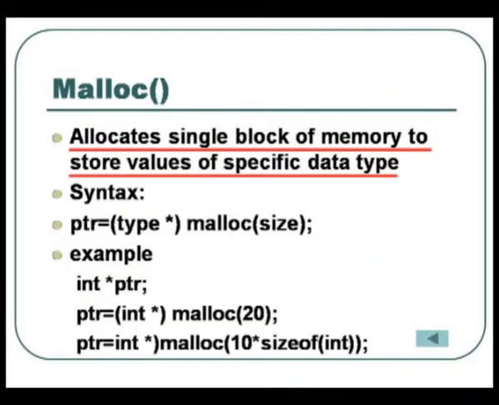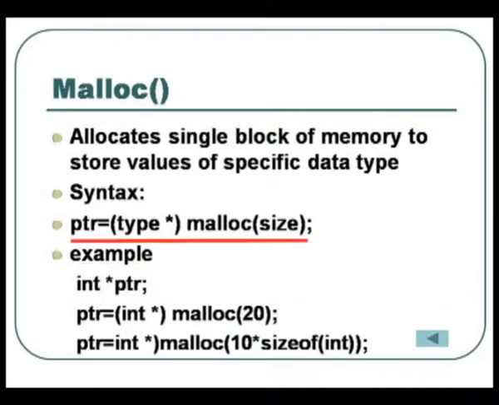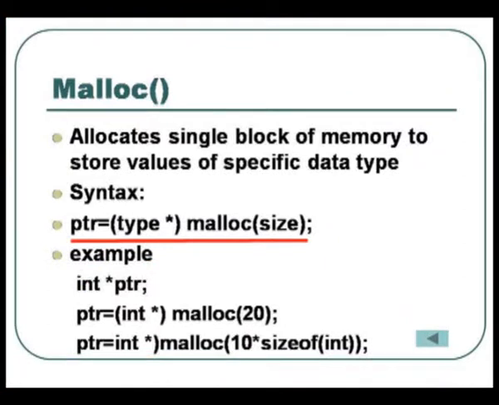Malloc allocates a single block of memory to store values of a specific data type. So this is something like a union, where it stores a single large block of memory for a specific data type. So it can only store either an integer or a float or a double or a character at a time, and it just allocates one block. The syntax for this is, as I said, it returns a pointer value, so it has to be collected by a pointer variable. Type star, whatever type, integer or float, followed by the dereference operator or indirection operator.